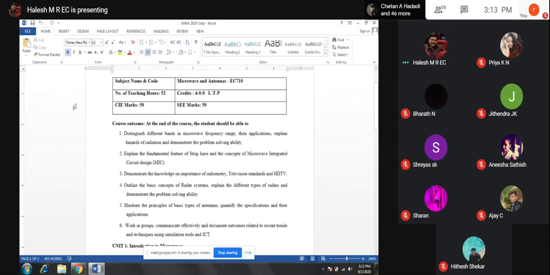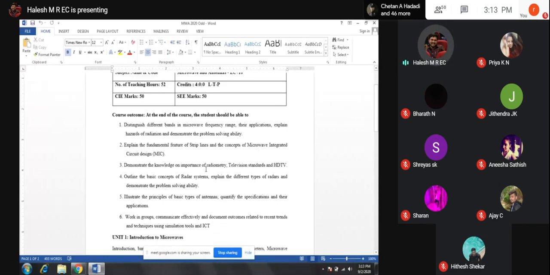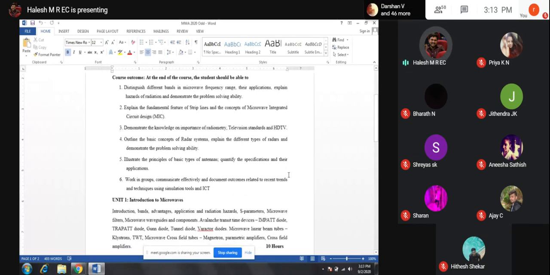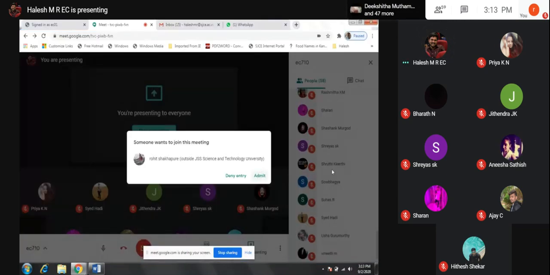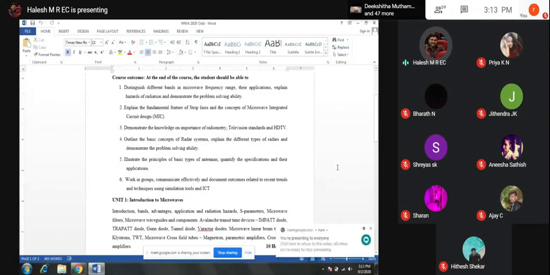Six, in general: work in a group, communicate effectively, and document outcomes related to recent trends and techniques using simulation tools. We will be working with some of the simulation tools.